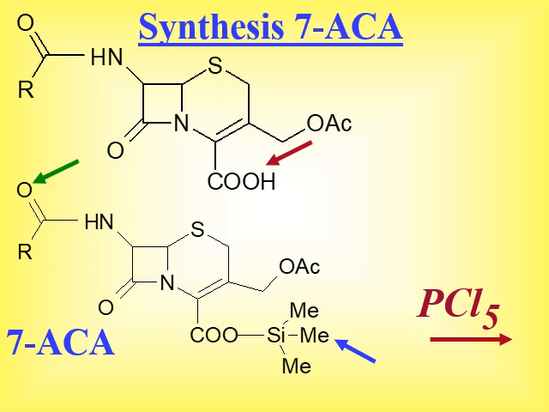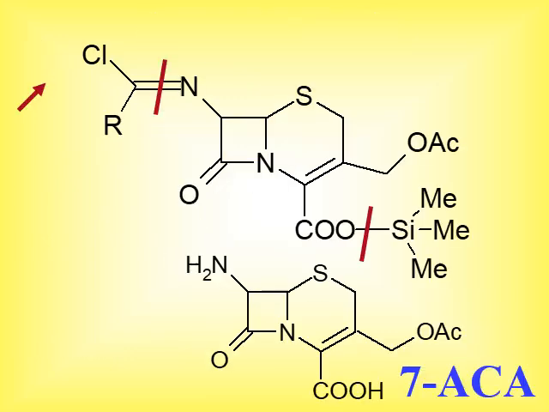Then by phosphorus pentachloride, here the oxygen shown by the green arrow will be replaced, then reaction will take place with an alcohol, then hydrolysis by water, giving cephalosporanic acid.